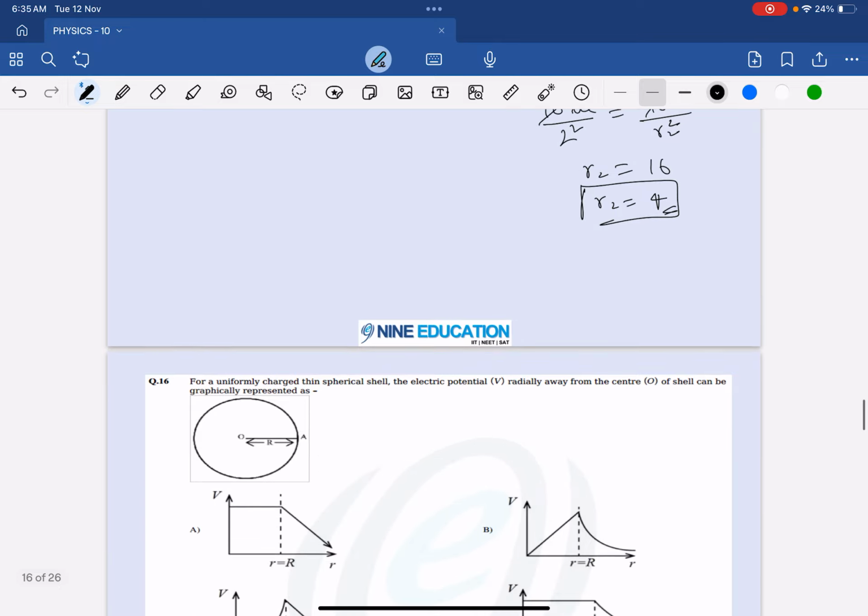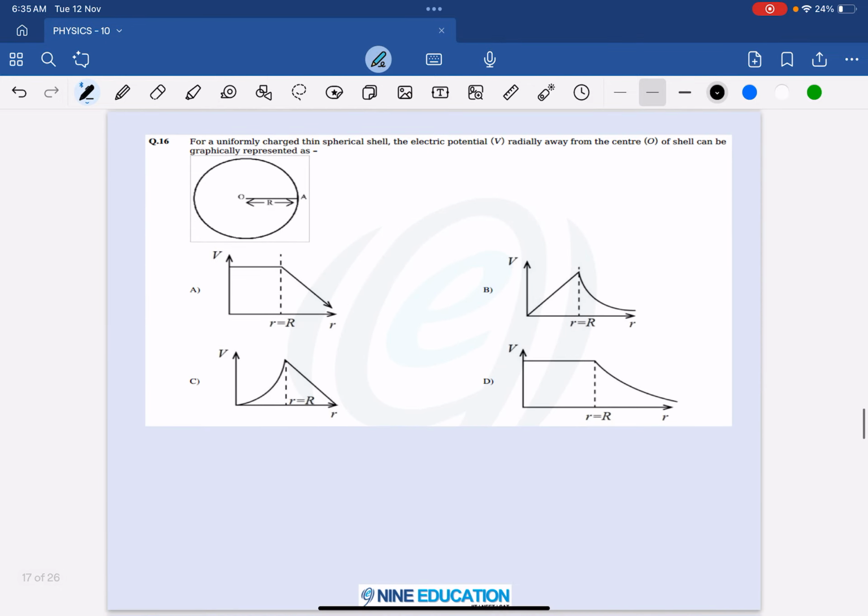Now what is the next question for us? Sir, for a uniformly charged thin spherical shell, the electric potential radially away from the center O of the shell can be graphically represented as. So we are able to see here potential, they are talking about shell. Sir, in the shell I know field is 0, correct? Inside the shell, since charge always resides on the outside, the field is 0. And potential, I know that since field is 0, potential will be constant.